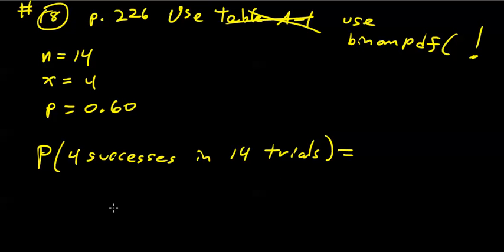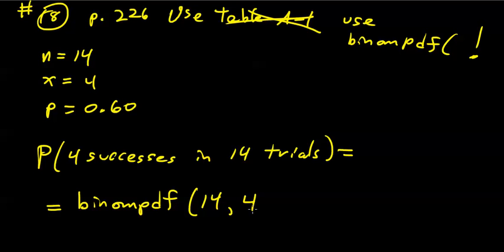is equal to what? Well, we know it's equal to binom PDF, where your number of successes is 14. I'm sorry, the number of trials is 14. The number of successes is 4. I messed it up. Hang on a minute. Let me write that down again. You know what? I'm going to redo that. Hang on a minute.